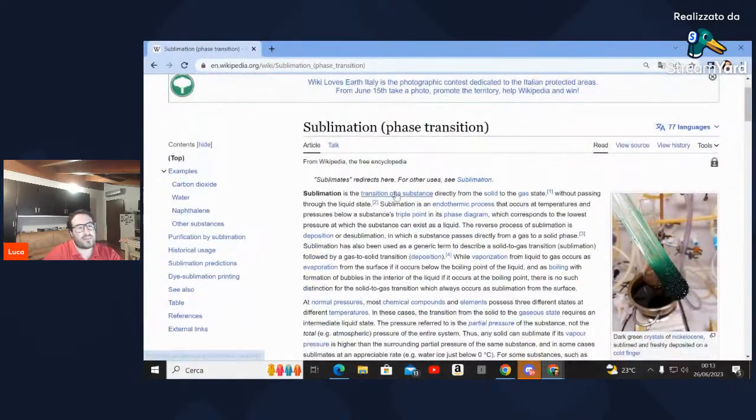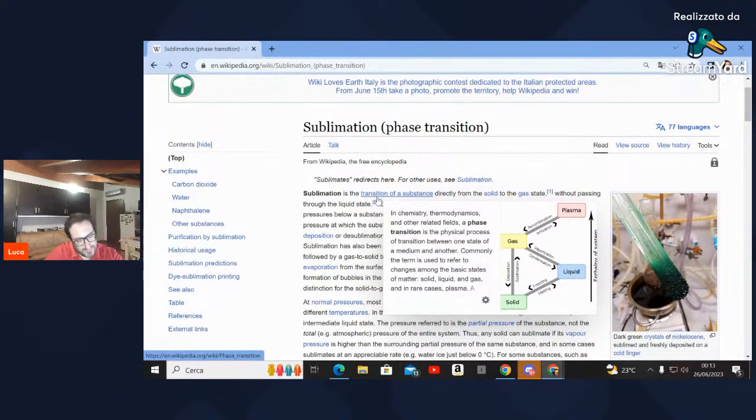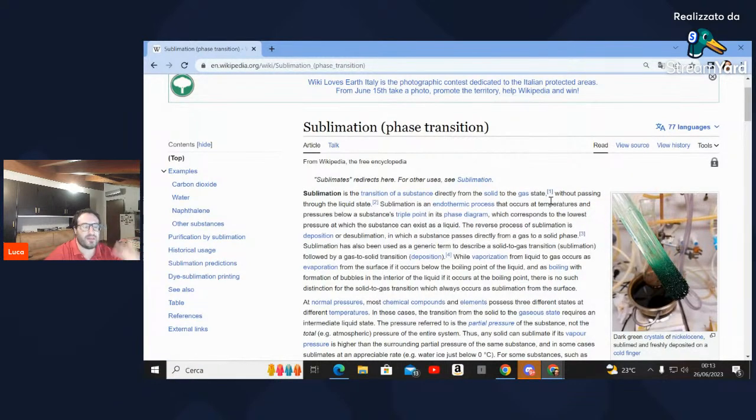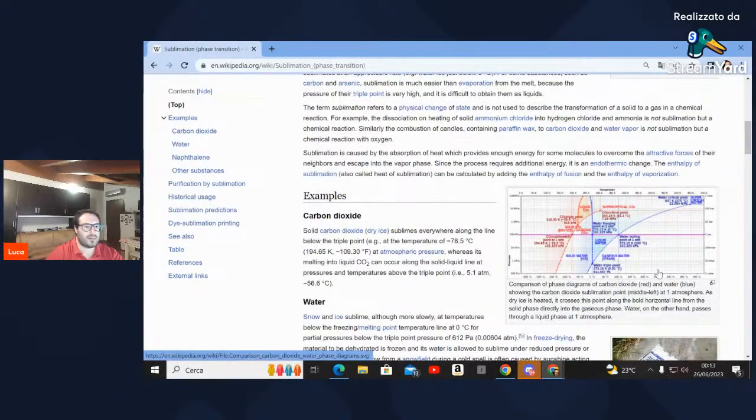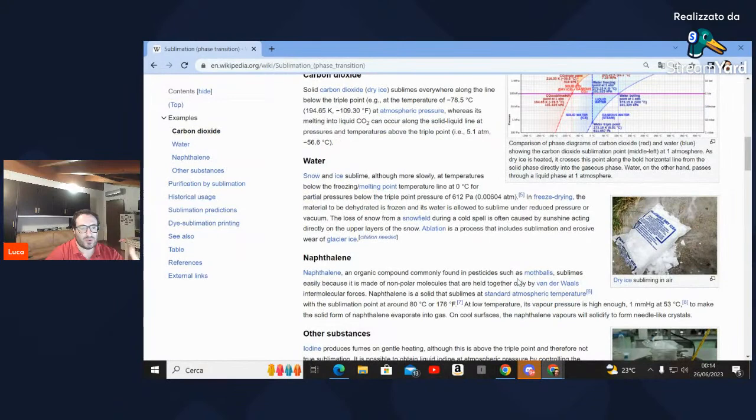Sublimation. So, the transition of a substance, of the compound, from solid to gas. Basically, when you have a solid and you transform it to a gas without the liquid part. It's a phase transition. It's one of the most cryptic ones, because everyone knows about solid to liquid or liquid to solid. Those are the two best-known ones. Dry ice is a good example.